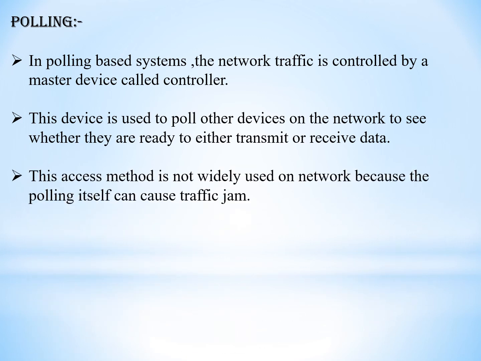But this type of access method is not widely used because the polling method itself leads to traffic jam. Now, how is it going to lead to a traffic jam? Let's understand. If five computers are connected to the master device called the controller, if computer A is asking for service, then the controller goes ahead and gives service to computer A. While it is giving service, if computer B needs the service, what will the controller do? Firstly, it will complete the service of A and then go to B.